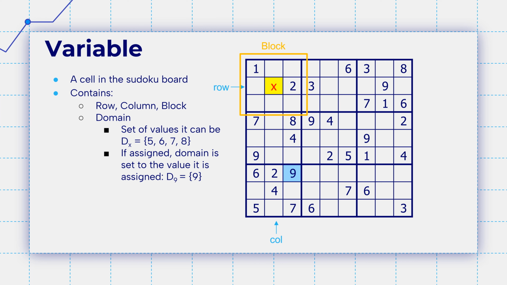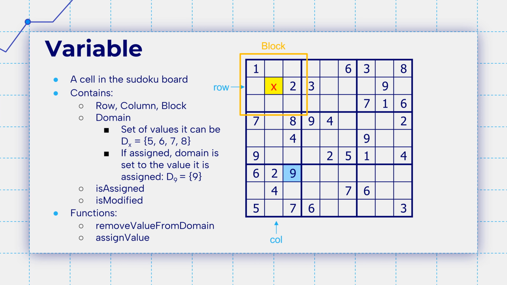On the other hand, the program represents values that have already been set as variables with a single item in their domain. For example, the 9 that is highlighted in blue has a domain of only 9. The class also has Boolean variables to keep track of assignments and modifications. There are also helper functions to remove a value from the variable domain or assign a value to the variable.